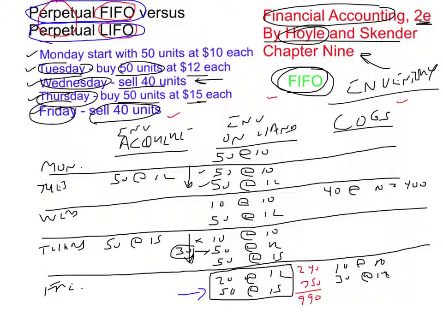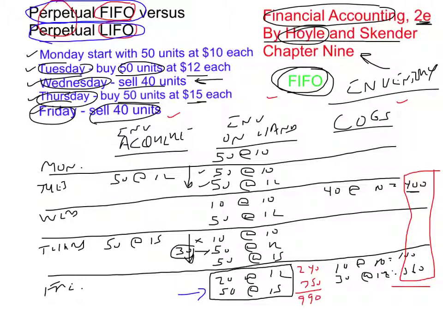How much is your cost of goods sold? Well, you had one group that cost $400. The 10 at 10 cost $100. The 30 at 12 cost $360. So whenever you get ready to determine cost of goods sold, you have to add up this final column. That final column has all the cost of goods sold in it.